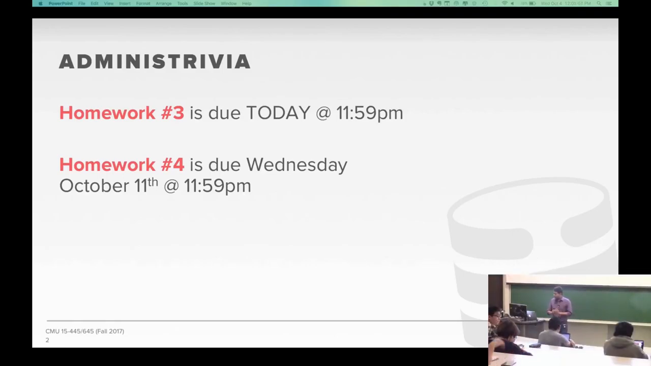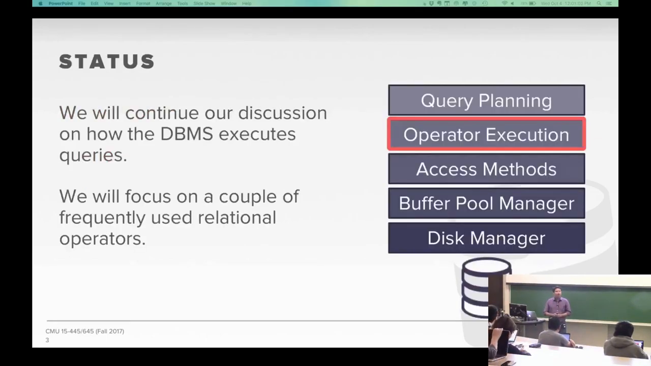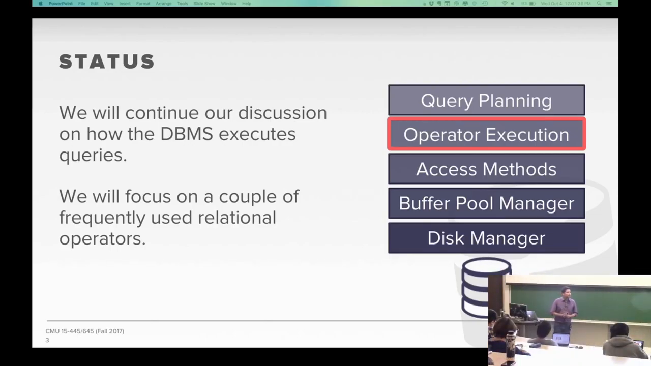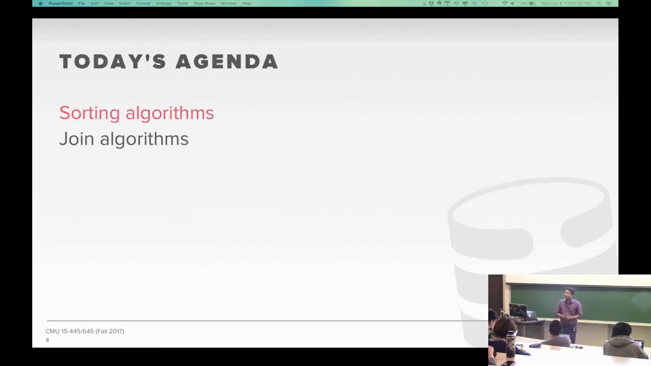So today we'll be continuing our discussion on how the database system executes queries, right? And we will focus on a couple of relational operators, the sorting and join operators. These are frequently used in queries, and we will look at how the database system actually executes these relational operators. So today's agenda is sorting and join algorithms, and I will start with the sorting algorithms, okay?